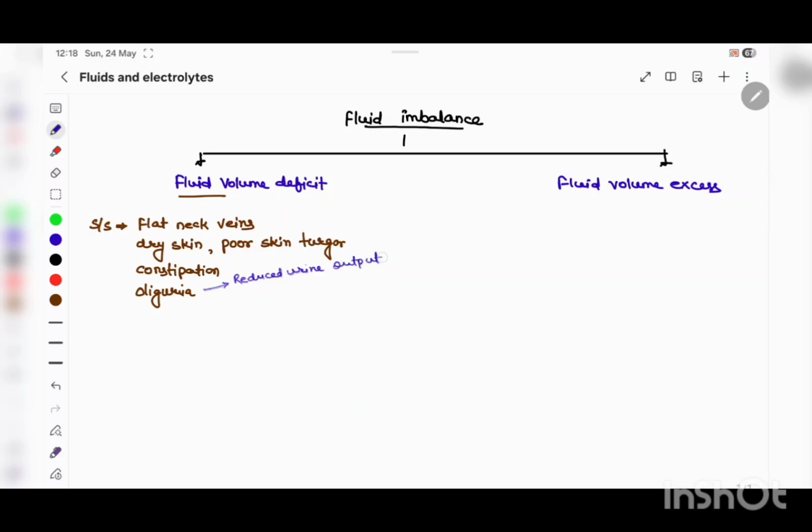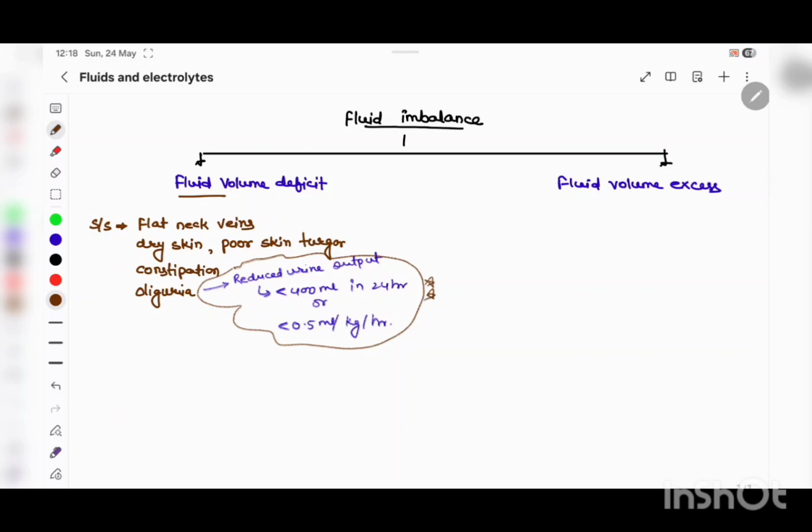Urine output should be how much? Urine output should be less than 400 ml in 24 hours, or less than 0.5 ml per kg per hour. Then we'll say there is oliguria in this patient. This cutoff range you should remember. They can ask direct questions on this in prelims.